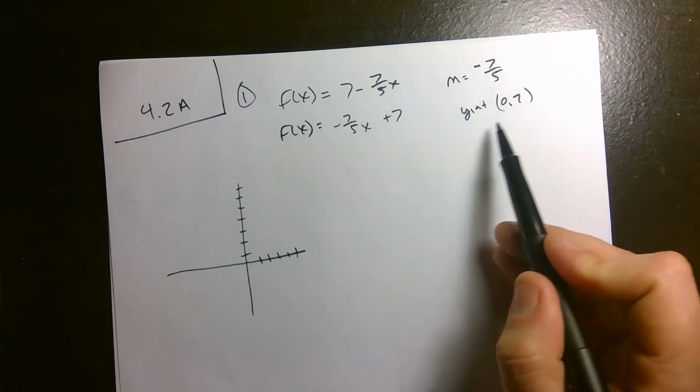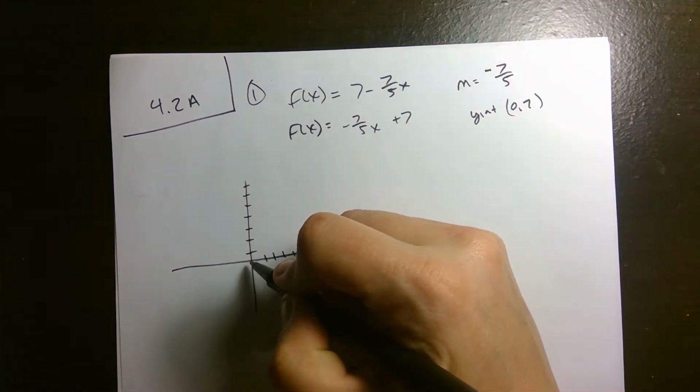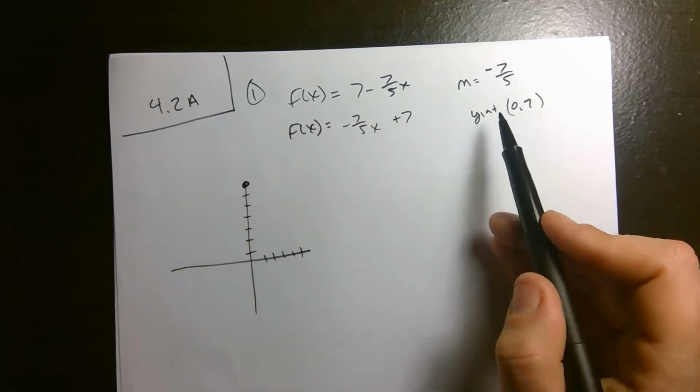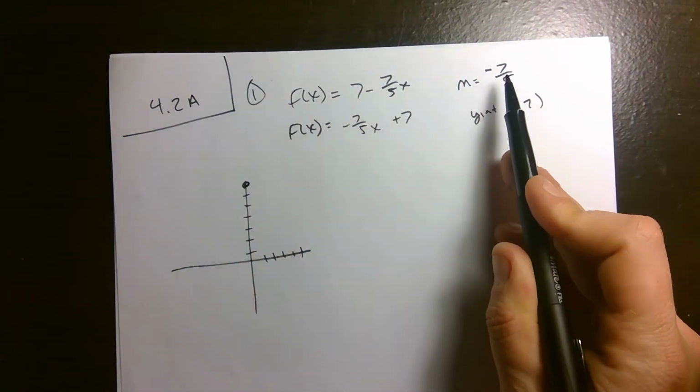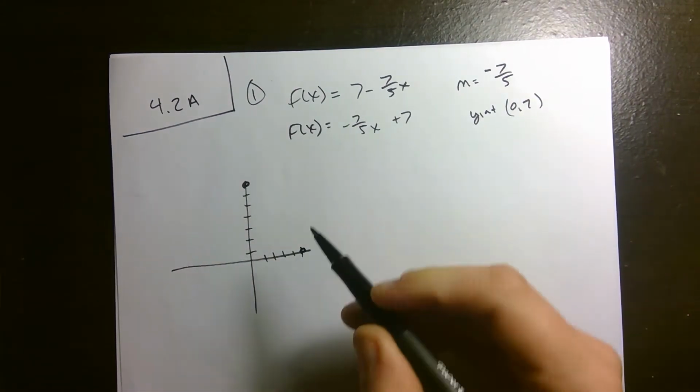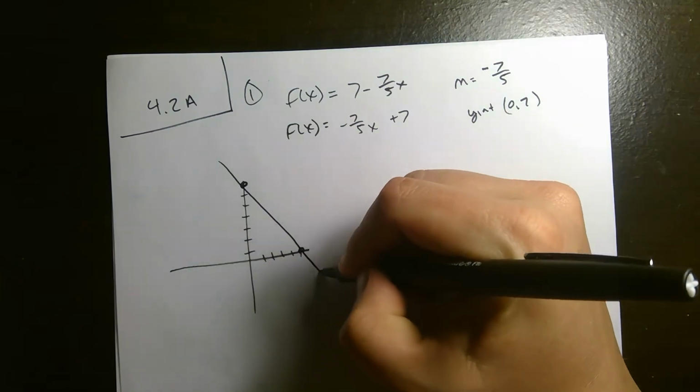So I'll graph my intercept 0, 7. Start at 0, 0, go up 7: 1, 2, 3, 4, 5, 6, 7. And then since my slope is negative 7/5, I'm going to go down 7, right 5. So I've gone down 7, right 5: 1, 2, 3, 4, 5. And then my graph is going to look like this.